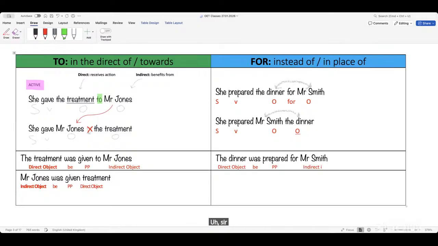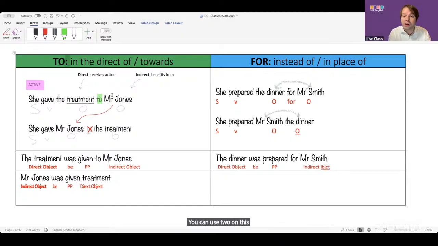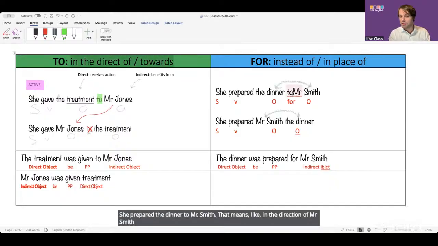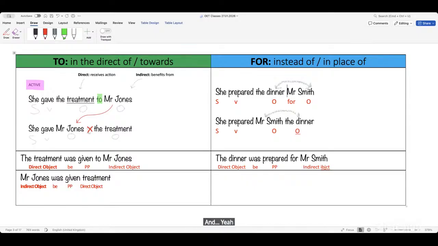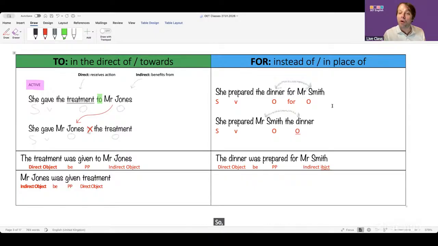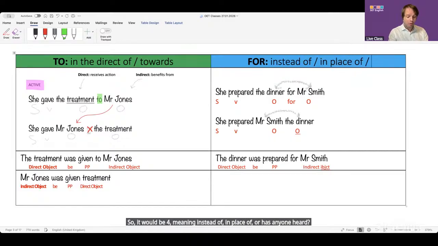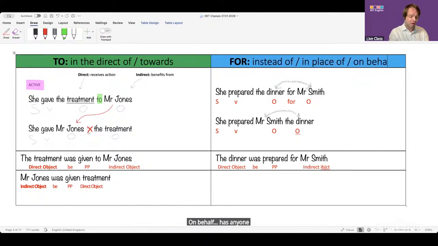Instead of for, we can use to. She prepared the dinner to Mr. Smith. That means in the direction of Mr. Smith. It sounds very strange now, like you're pushing it in his face. So it would be for, meaning instead of, in place of, or has anyone heard on behalf of? Has anyone heard that phrase, on behalf of?